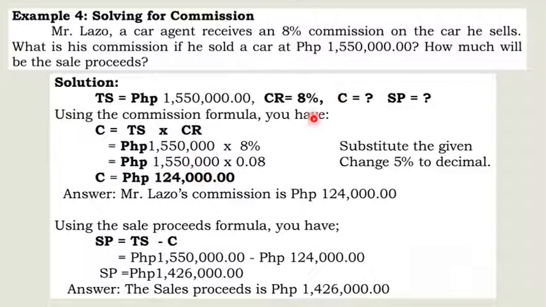Ngayon, magkano talaga yung sale proceeds, yung makukuha nung mismong maker niya nung kotse. So, ang gagawin nyo lang is to subtract yung total, itong total natin, doon sa commission. So, 1,550,000 pesos minus 124,000. So, ang magiging answer natin is 1,426,000 pesos. So, yung sale proceeds talaga, ito yung makukuha ng mismong may-ari ng car, ay 1,426,000 pesos.